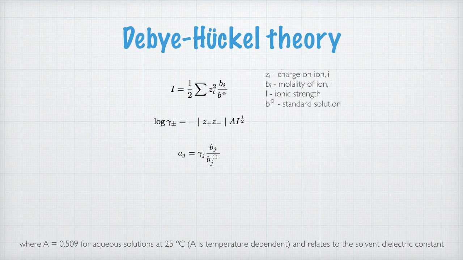A, which is dependent upon the solvent that we're using and the temperature of that solvent. It's actually related to the dielectric constant, or how well the electric field is seen through the solvent. Once I know gamma, I can easily work out the activity.